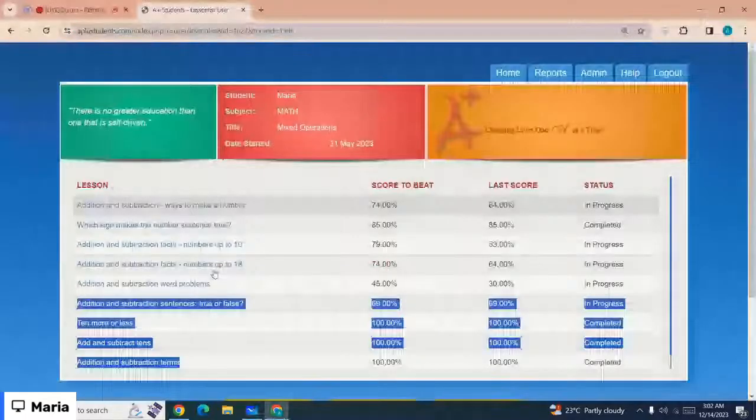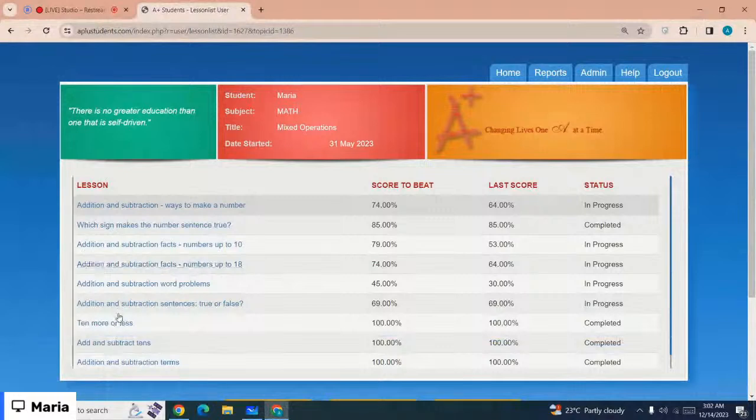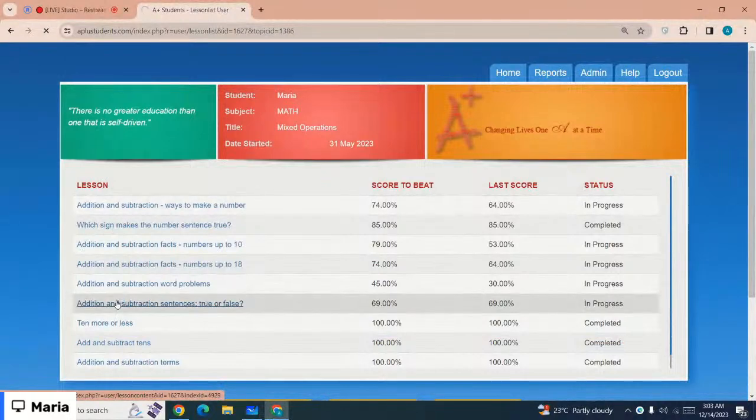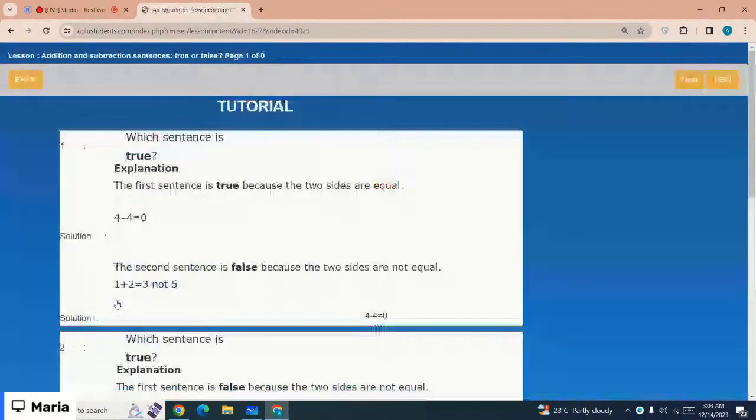Here I am on grade 1 math. The chapter we're working on is mixed operations. Let's just start with the lesson, that is addition and subtraction, sentences true or false. Basically, you are given sentences with either addition or subtraction. You are given more than one sentence, and you need to see which sentence is true. Let's just start with the test questions.